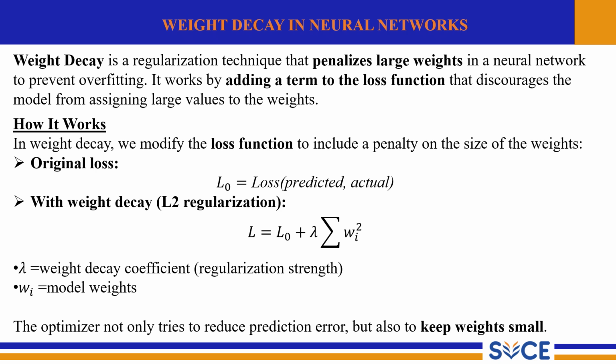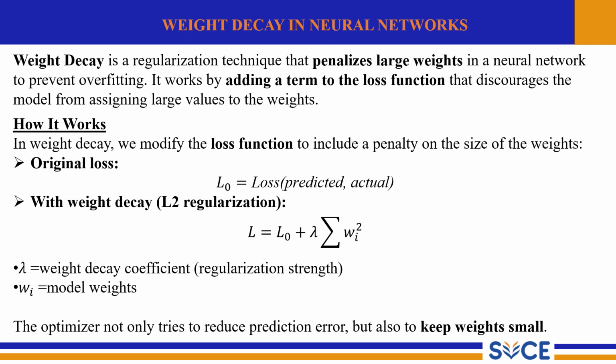So next, another regularization technique here is weight decay. Weight decay works by penalizing large weights in a neural network. If the weights become too large, the model risks memorizing the training data instead of learning general patterns, which leads to overfitting. So to prevent this, we add an extra term to the loss function that discourages the model from assigning large values to the weights. This penalty keeps the weights small and controlled, encouraging the network to learn simpler, more generalizable representations.